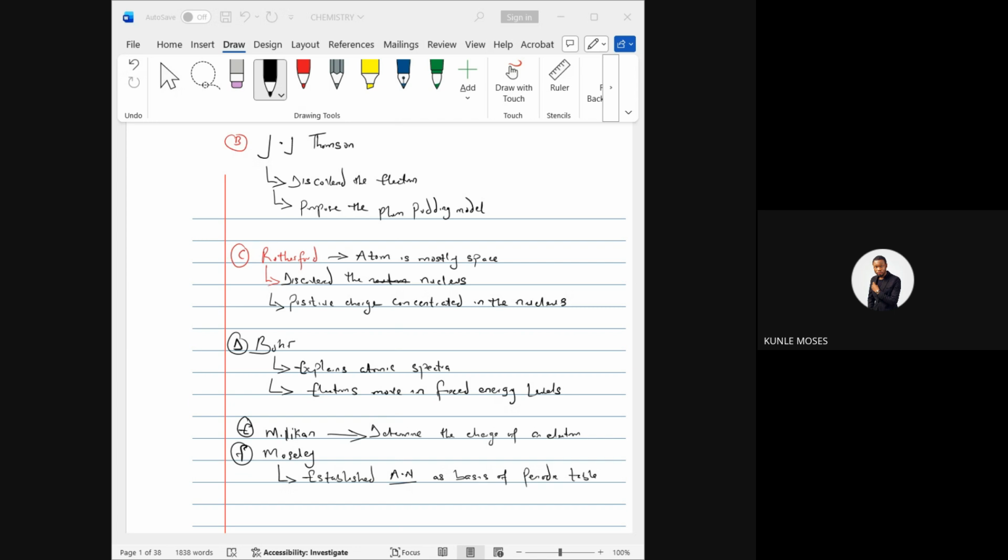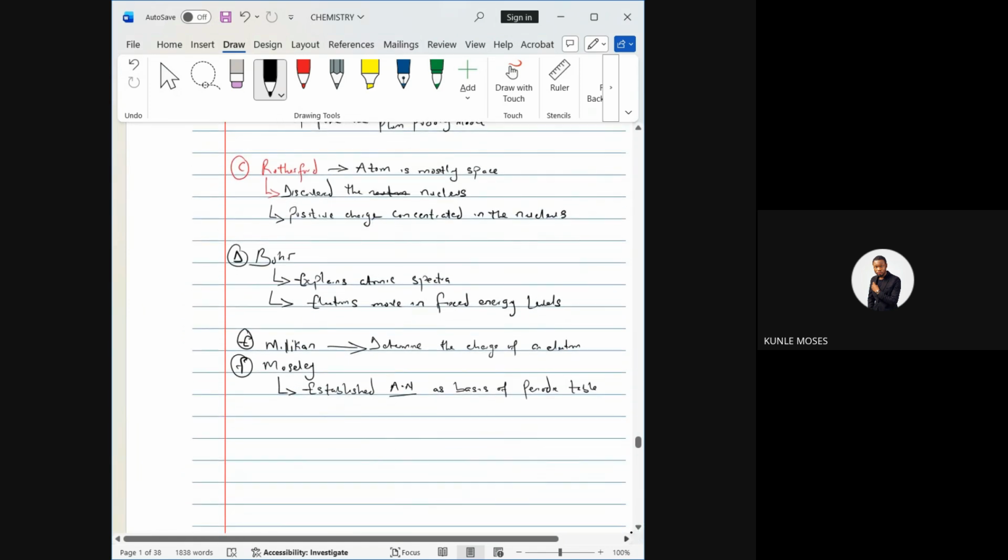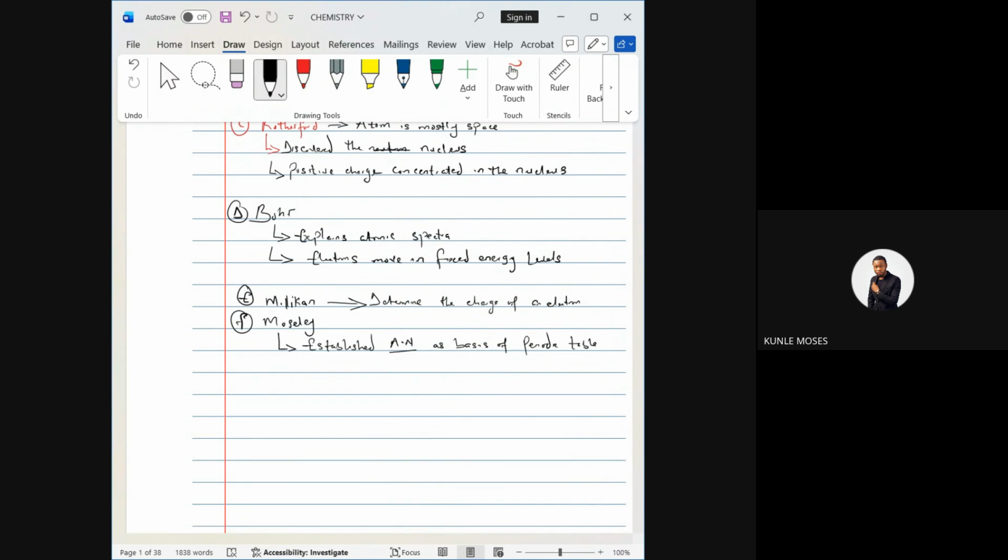I believe everybody knows the Bohr model. It explains atomic spectra and how electrons move in fixed energy levels. Millikan determined the charge of an electron. Moseley established atomic numbers as the basis of the periodic table. If they ask you the question, you should not forget it.